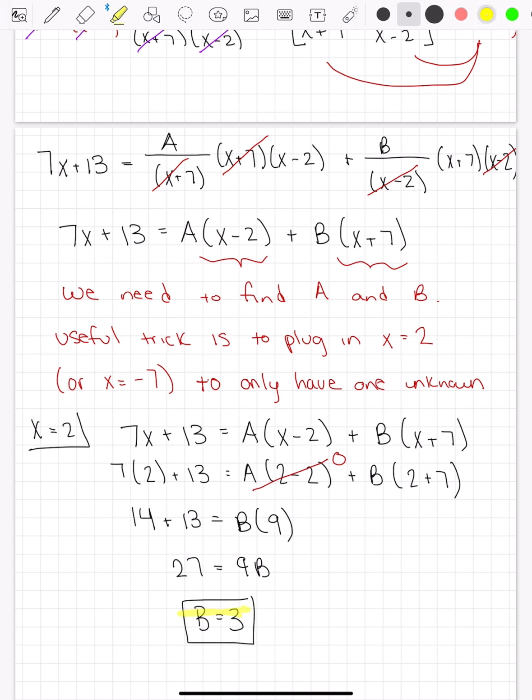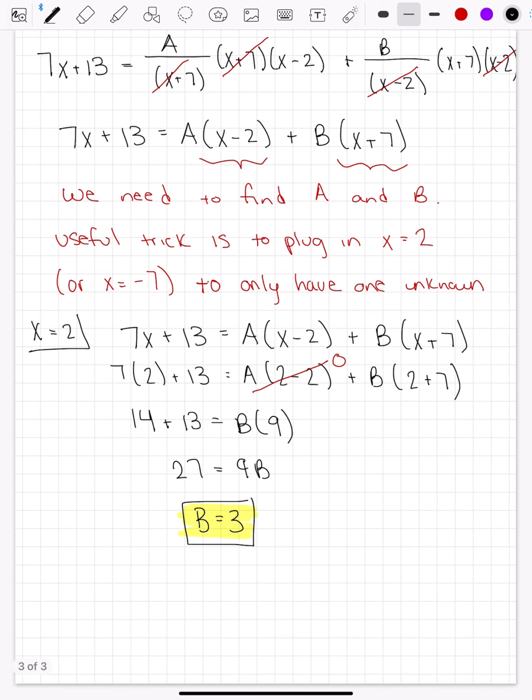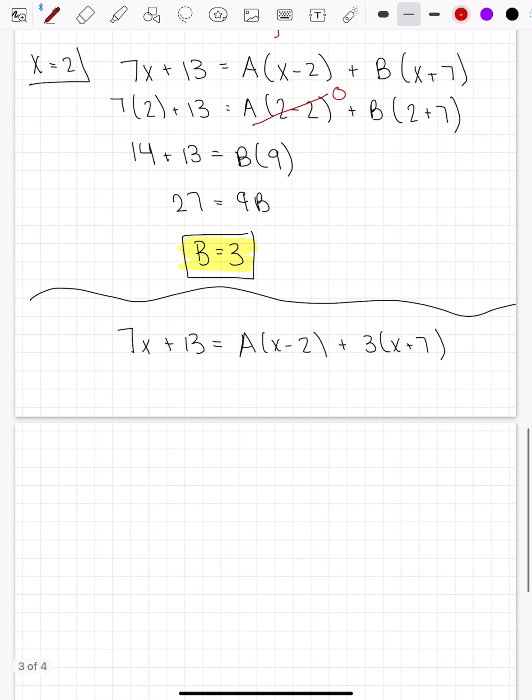So we solved for one unknown. Now what we can do is go ahead and plug that into our formula. So our formula now becomes 7x plus 13 is, we don't know what A is, but now we know that B is 3. So this is where we're at. So now what we can do is plug in x equals -7 to solve for A.